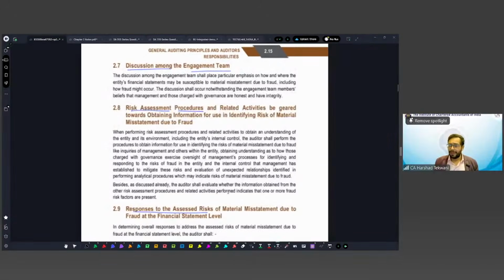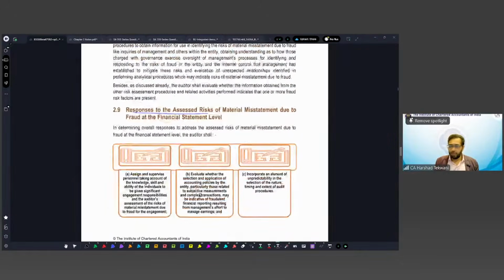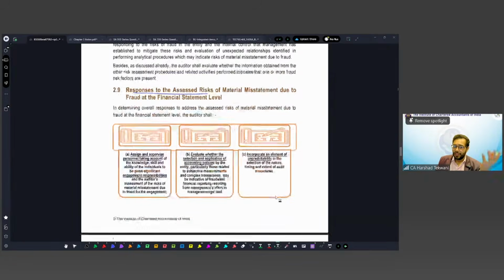Now coming to the study material. Let's go through what we have discussed. With respect to the response, we discussed the assignment of the teamwork: engagement responsibilities, knowledge, and assigning and supervising the personnel. We discussed assigning the teamwork appropriately, evaluation and selection of accounting policies, and incorporating an element of unpredictability. These three specific considerations we discussed.